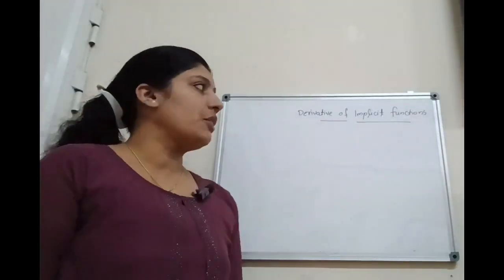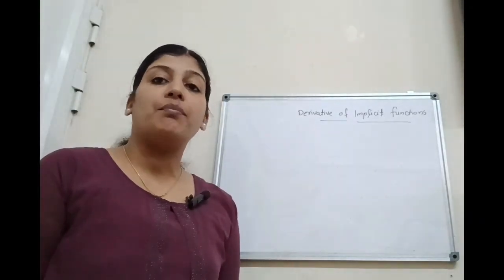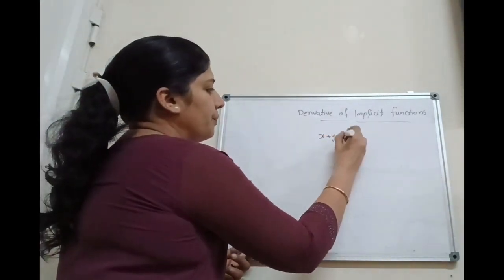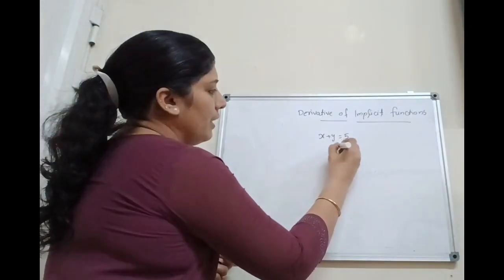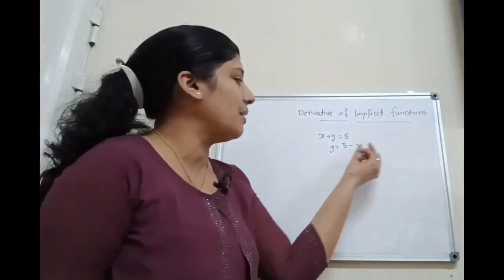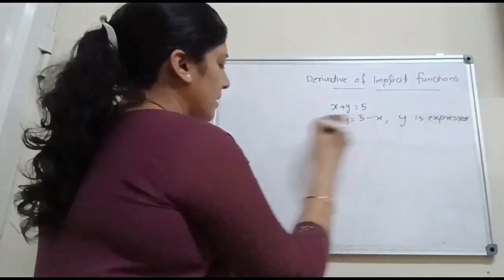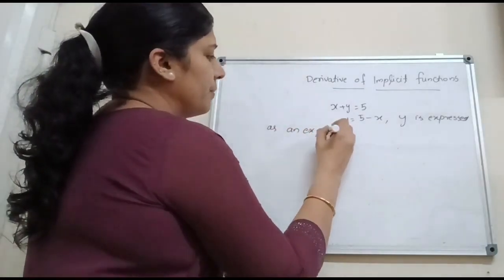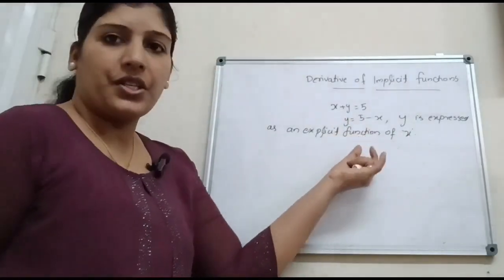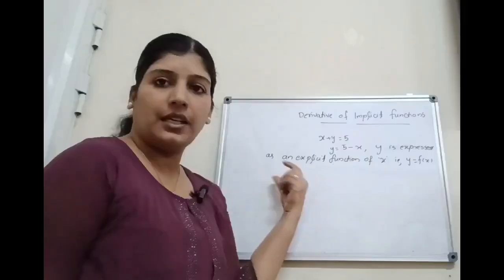Next, we have to discuss the derivative of implicit functions. How can we define the derivative of implicit functions? First, we have to define what is an implicit function. First of all, we have to consider the function x plus y equal to 5. Now here, we can write y equal to 5 minus x. That is, here y can be expressed as an explicit function of x. That means the function y is equal to f of x. It can be expressed in the form y equal to f of x. It is called an explicit function.